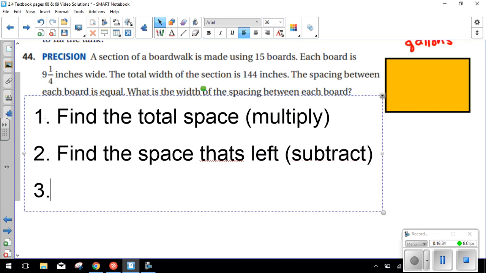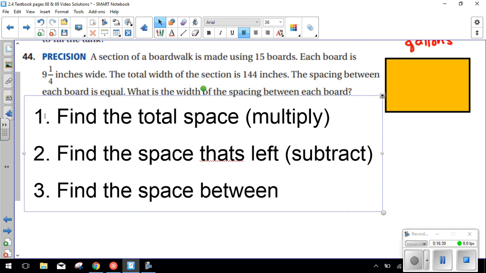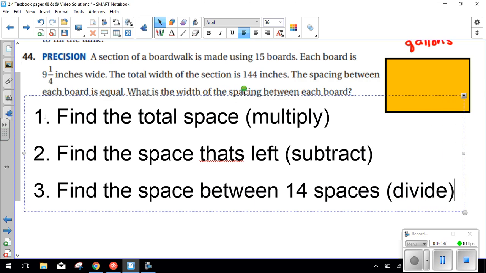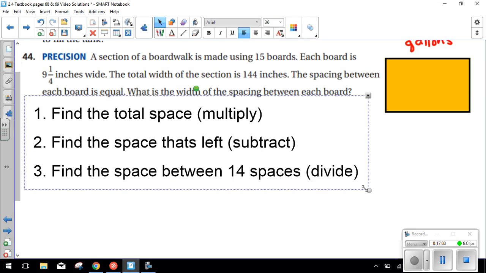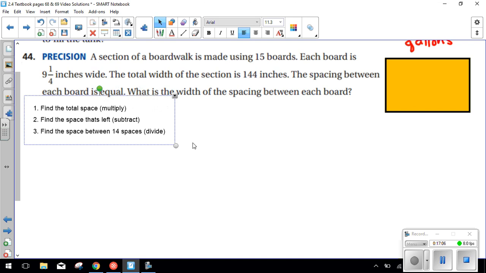And then the third thing we're going to do is find the space between the 14 spaces. I know there's 15 boards, but if you draw 15 boards on your paper, it's only going to produce 14 spaces between them. And to do this, we're going to divide. So if you notice in parentheses, we're going to use 3 different operations for rational numbers. So I'm just going to shrink this down, move it off to the side, and we're going to follow each of those 3 steps. So step 1, find the total space.